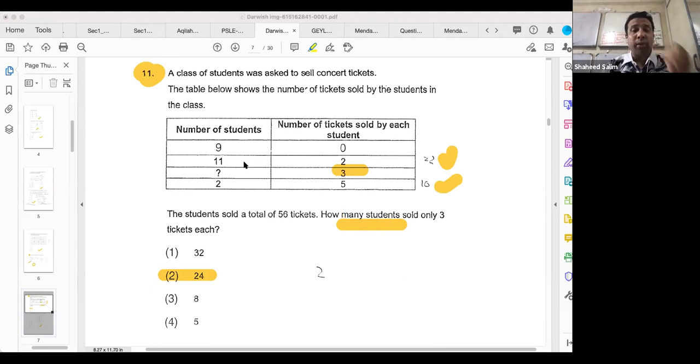So you can test your answer. Let's say your answer is 24 students, so you put 24 here. 24 times 3, the total number of tickets they sold, you get 72. It cannot be 72. Why? Because the total is only 56 sold. So can you see it's illogical? This is what we call illogical.